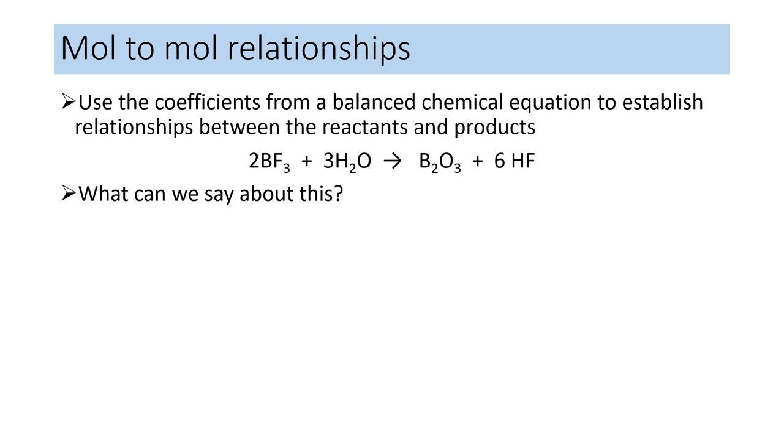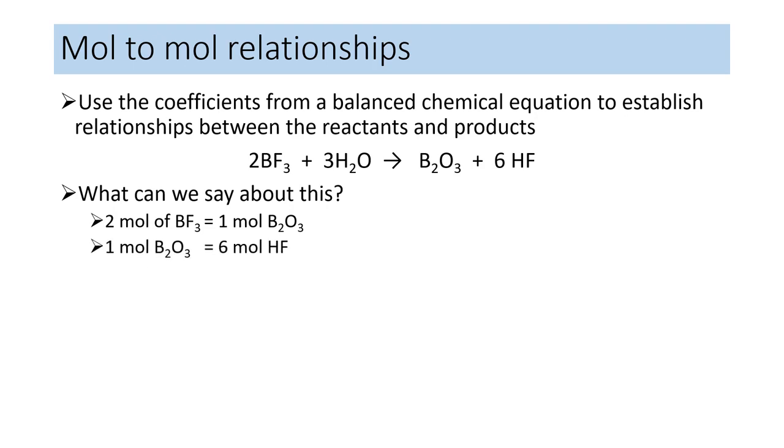We can start with a balanced chemical equation. And our coefficients from that balanced chemical equation directly tell us relationships between the reactants and products within a chemical reaction. So, if I have 2BF3 plus 3H2O yields B2O3 plus 6HF, what can we say about this? Well, we can say lots of things. We can say there's 2 moles of BF3, and if I use 2 moles of BF3, I will get 1 mole of B2O3.